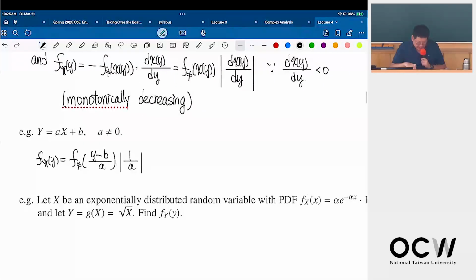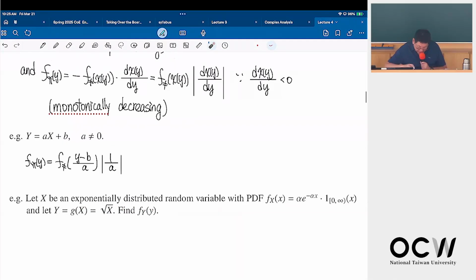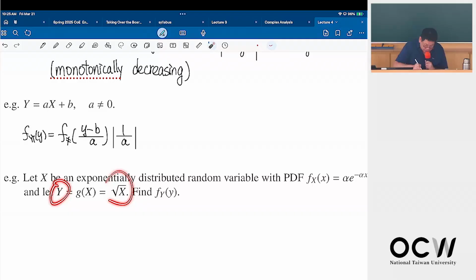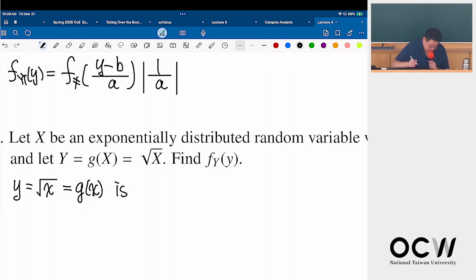Here is another example. X is an exponentially distributed random variable, and we have the PDF. And y is the square root of x. Now let's find the PDF of y. We need to observe and check whether this function is monotonically increasing or decreasing or not. So y equals the square root of x, and that is the function g of x. It is monotonically increasing.